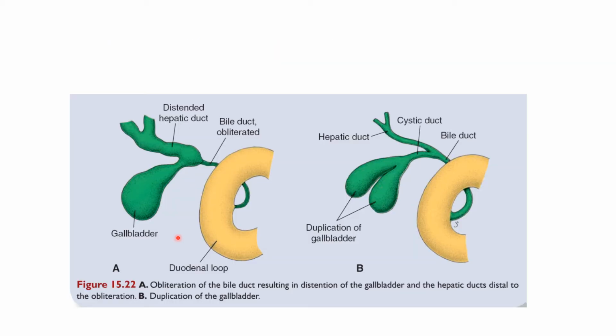Now these are the clinical entities related to the extrahepatic biliary apparatus. The most common is the obliteration of the bile duct. So this is the obliteration of the bile duct. Because of this, there will be distension in the gallbladder and the hepatic ducts, distal to the obliteration. Another common entity is the duplication of the gallbladder.